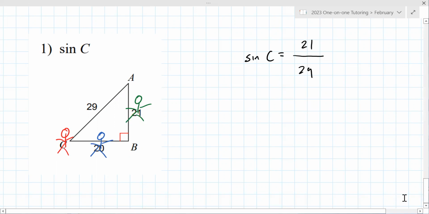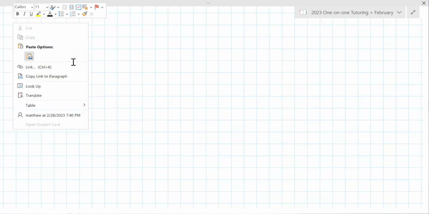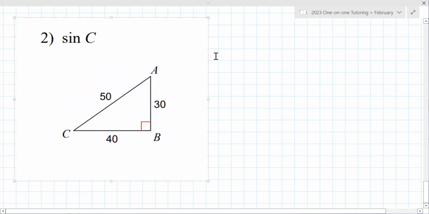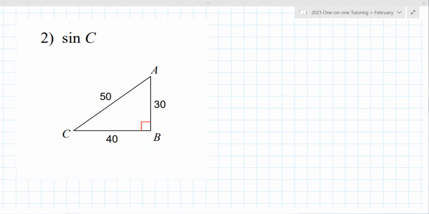Let's try another problem here. Okay, take 1 minute, and really make sure your answer is correct. Don't just give me whatever first comes to mind.